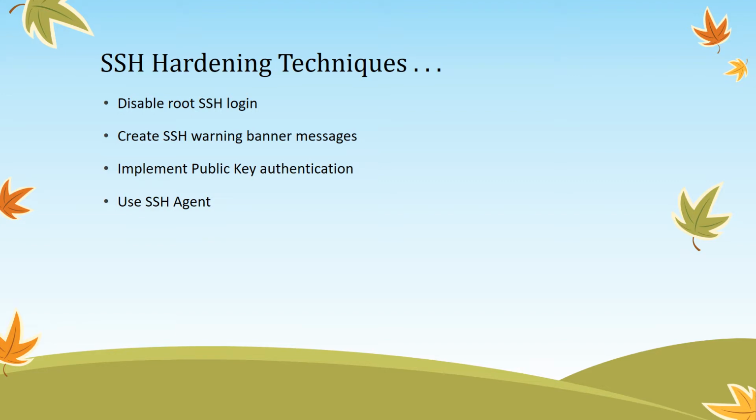So on this slide, we'll talk about some of the hardening techniques for SSH. The first one is disable root SSH logon. To avoid unwanted remote access of the root account via SSH, it is important that you disable root SSH login. By having the root account disabled, it will add another layer of protection to our host machine that will be granting terminal access via SSH.